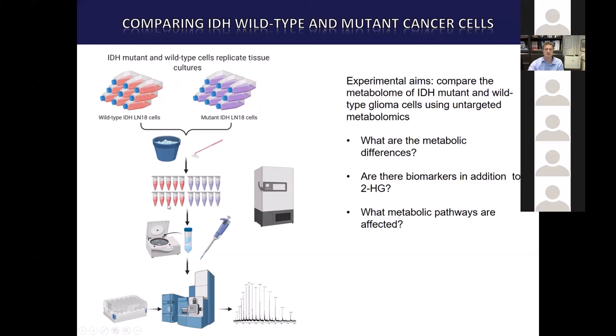So this is just the workflow of sample preparation and data analysis. And then we wanted to ask some questions of that data. So what are the metabolic differences in general? Are there biomarkers, or things that are changing significantly other than 2-HG? And then can we actually put those into a biological context? What metabolic pathways are being affected, if any, in addition to this change that we're seeing?